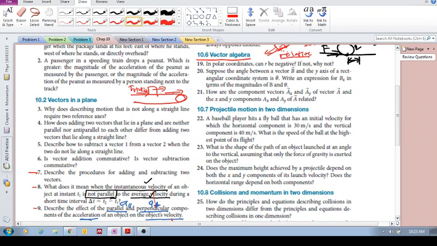Let's look at vector algebra. Question 20: Suppose the angle between a vector b and the y-axis of a rectangular coordinate system is theta. There's your y-axis, there's your vector b, and there's the x-axis, and there's your theta. Suppose this angle is theta. Write an expression for bx in terms of the magnitudes of b and theta.